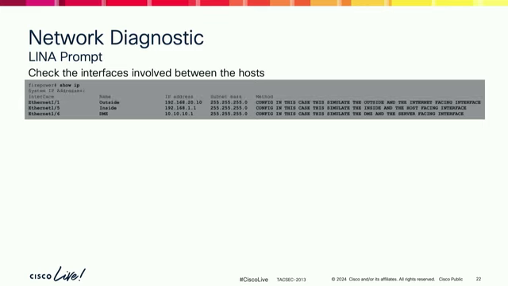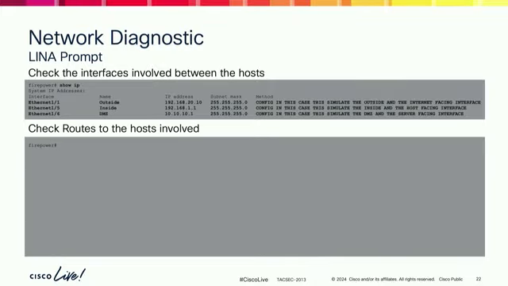We have our outside interface, and this practice use is going to be for the internet connection. The inside is where our PC host that we are using for this test is located. The DMZ zone is where the internal server is located. And we can check the routes involved on this.